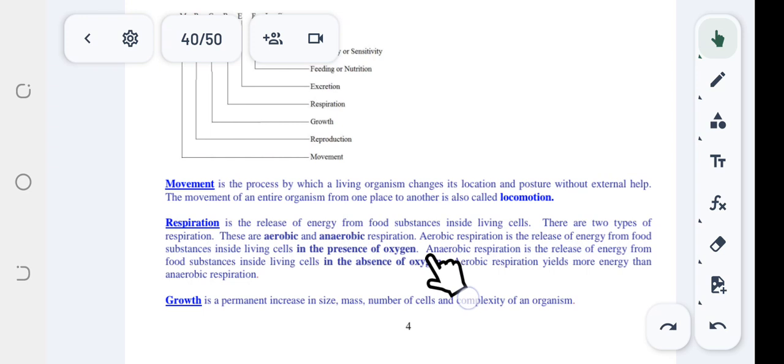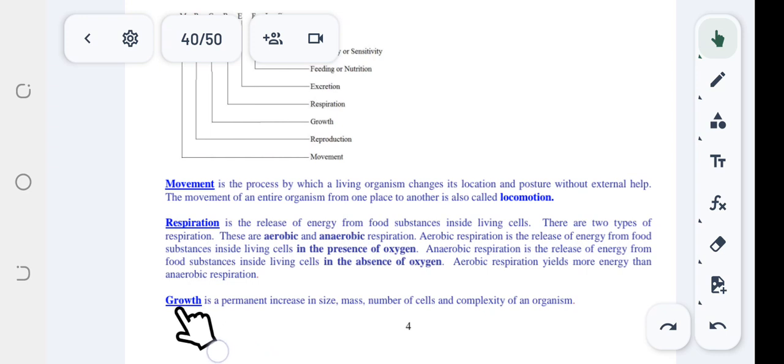The other type is anaerobic respiration, which is the release of energy from food substances inside living cells in the absence of oxygen. Aerobic respiration yields more energy than anaerobic respiration. So when there is oxygen during respiration, we produce more energy compared to when there is no oxygen.